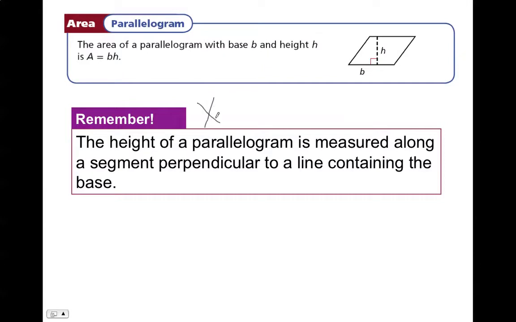Now remember that the height of a parallelogram is the distance of the segment perpendicular to a line containing the base. So it is possible the height could be drawn outside of the parallelogram. Let's look at some examples.